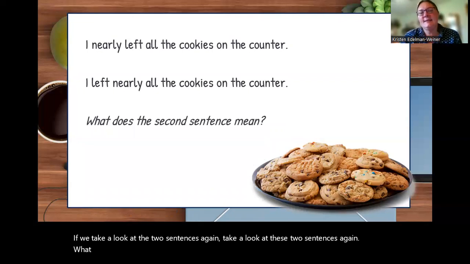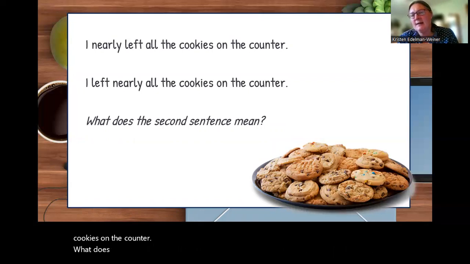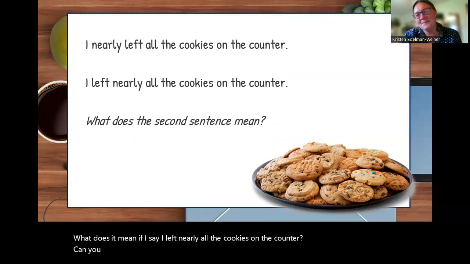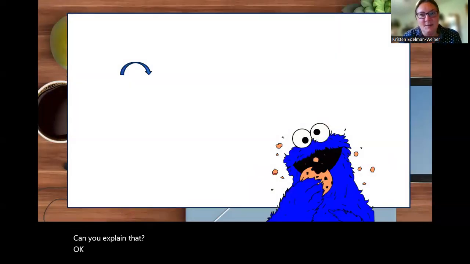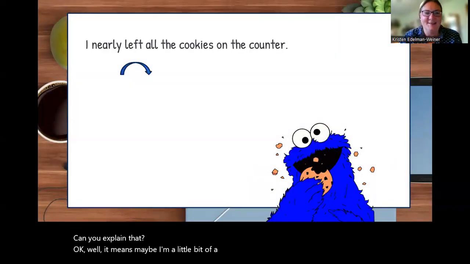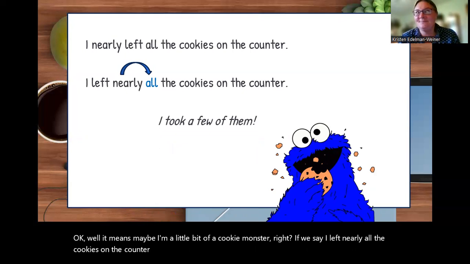What does that second sentence mean? Rather than saying, I nearly left all the cookies on the counter, what does it mean if I say, I left nearly all the cookies on the counter? Can you explain that? Okay, well, it means maybe I'm a little bit of a cookie monster, right? If we say, I left nearly all the cookies on the counter, that means maybe I took a few of them to eat.